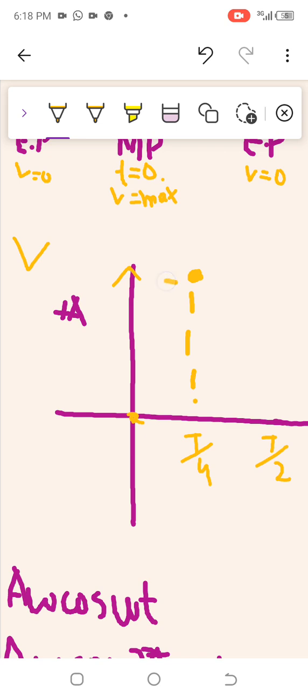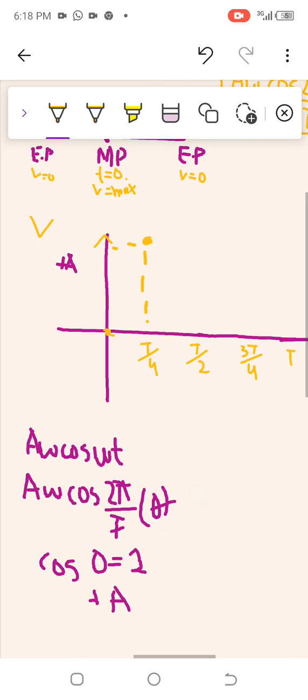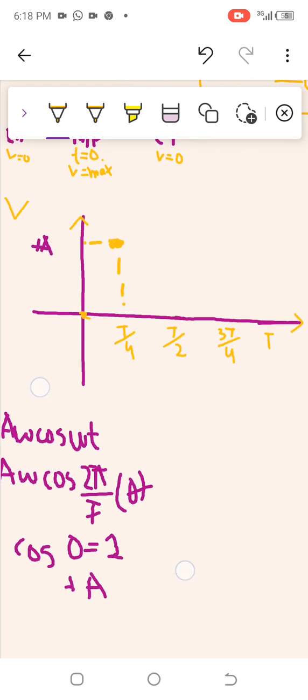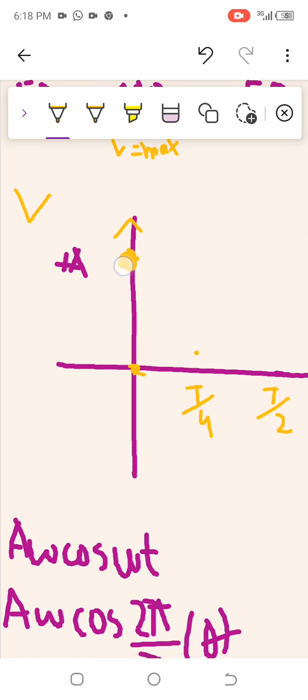Okay, positive A omega. Just mark it here. So this is when the time is 0, not T by 4. This is when the time is 0.